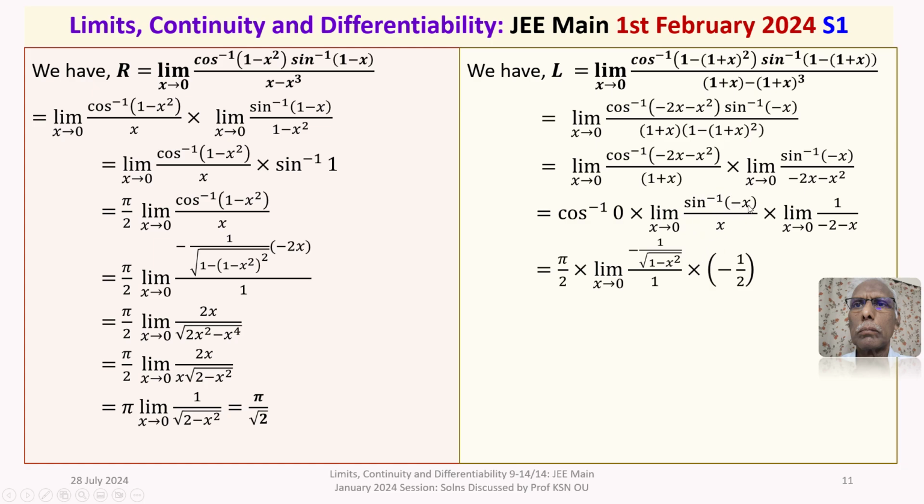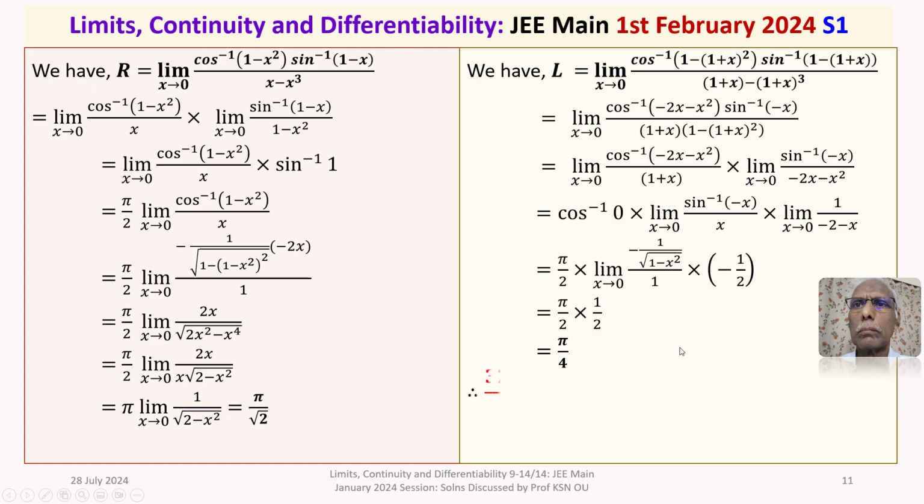The derivative of the numerator is minus 1 by under the square root of 1 minus x square, by the derivative of x, which is 1, into limit x tends to 0 1 by (minus 2 minus x), which is minus 1 by 2. Now this is equal to pi by 2 into the limit x tends to 0 of this one, which is 1. Minus into minus plus into 1 by 2. Then you will get the value pi by 4. So the value of R is pi by root 2. The value of capital L is pi by 4.